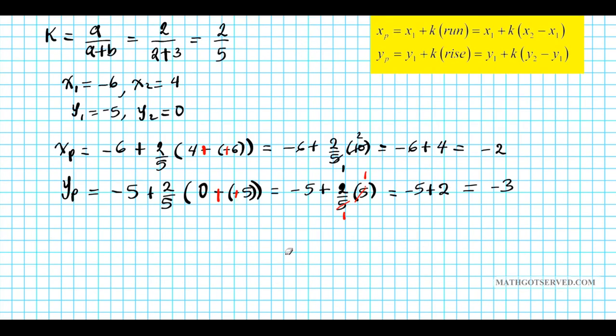So your final answer: the coordinates of P are negative 2 for the x and negative 3 for the y. Okay, so there goes your final answer.